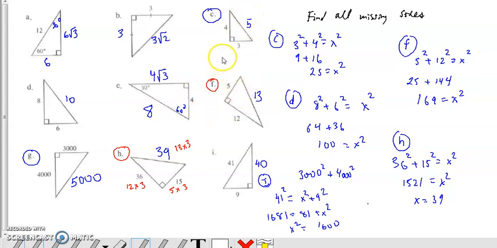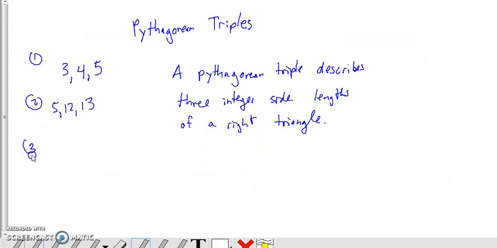Do we see another Pythagorean triple up here? And the answer is yes. Hopefully we did notice that letter I was also a Pythagorean triple. So let's add letter I to a Pythagorean triple. So that was 9, 40, and 41. Okay. There's a couple other Pythagorean triples that we have.